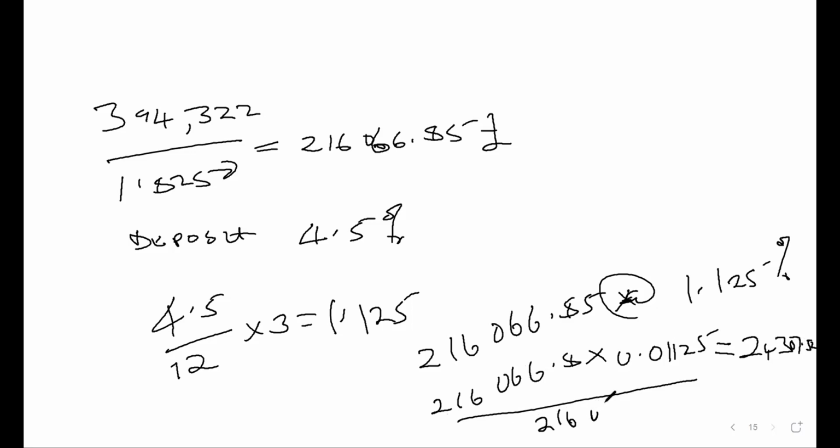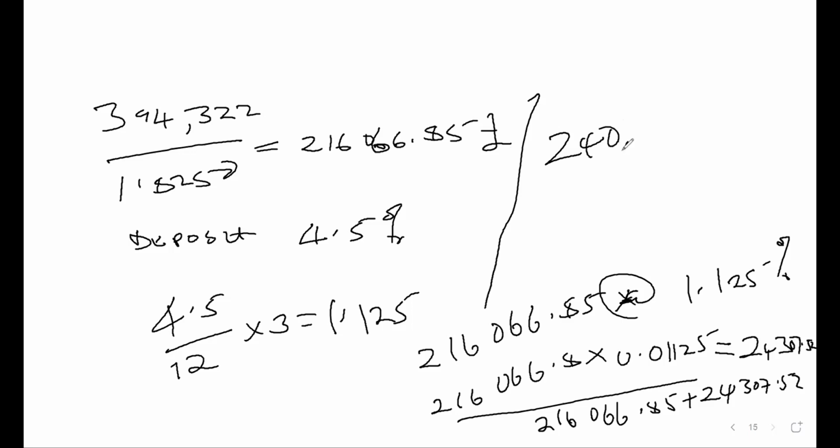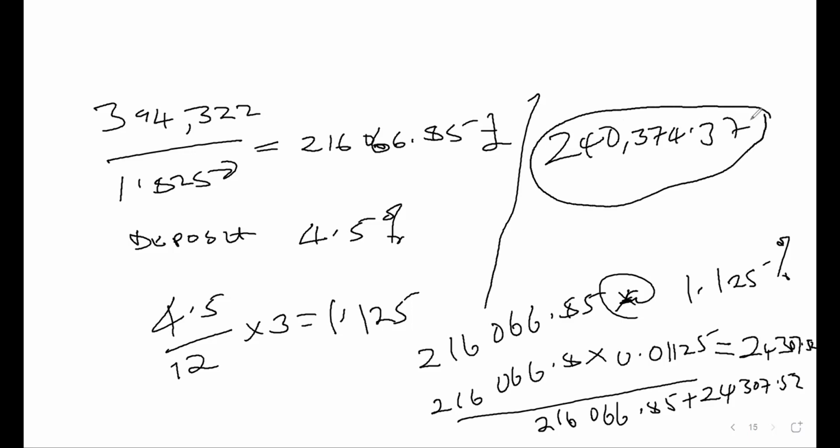So what will be your proceeds from money market hedging? It will be 216,066.85 plus the interest which the money will earn. So what will be your returns from money market hedging? 218,374.37. So these are the proceeds from money market hedging.